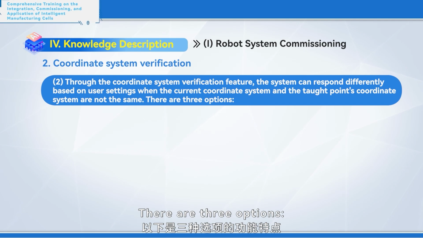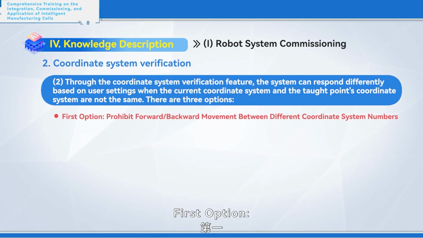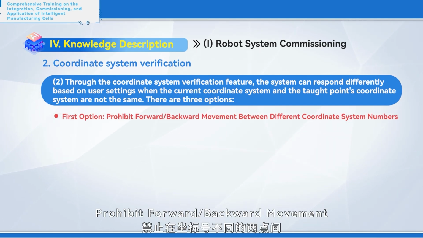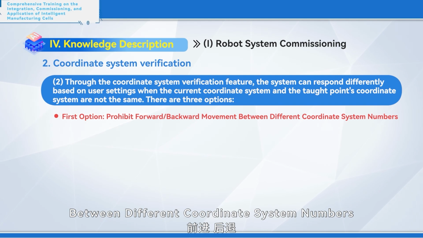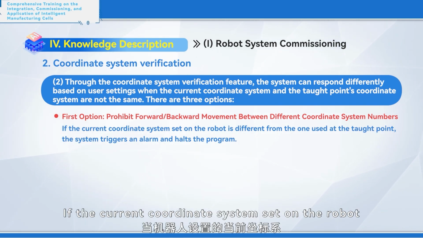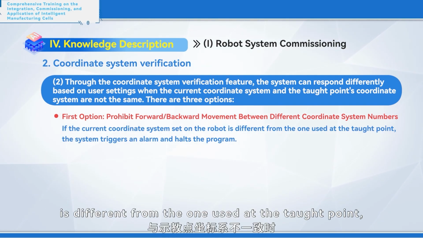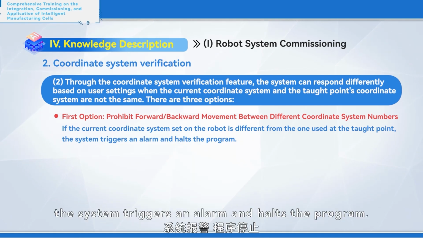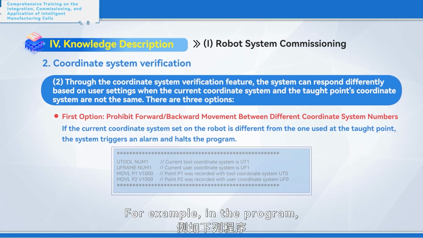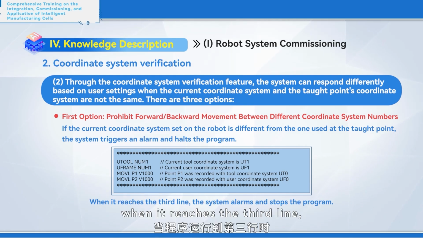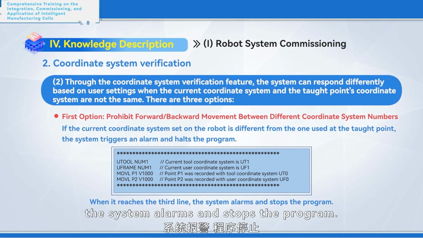There are 3 options. First option: prohibit forward and backward movement between different coordinate system numbers. If the current coordinate system set on the robot is different from the one used at the top point, the system triggers an alarm and halts the program. For example, in the program, when it reaches the 3rd line, the system alarms and stops the program.